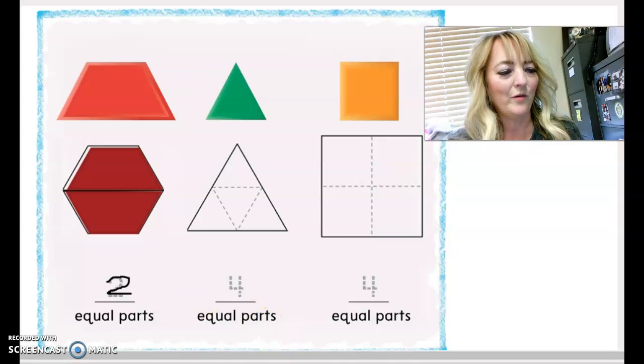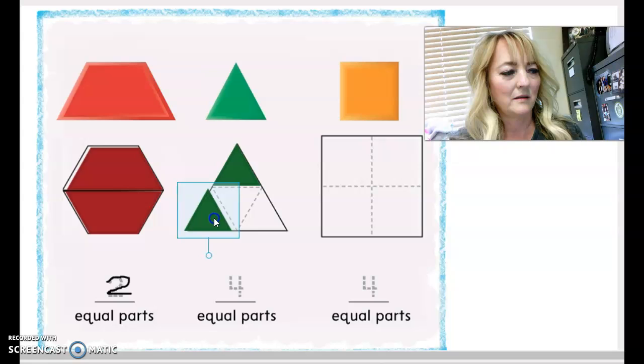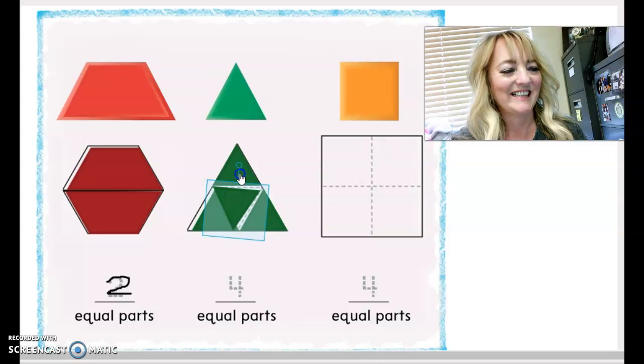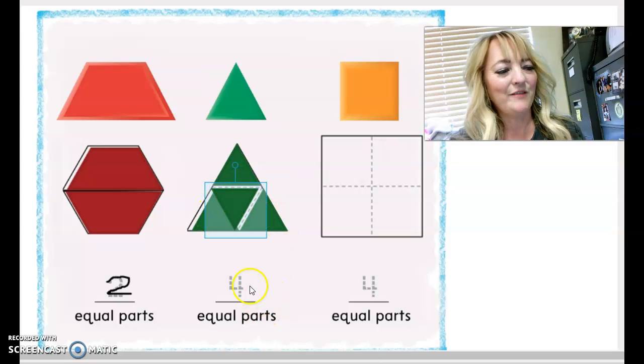Here you have 4 equal parts. So we'll use 4 triangles. And then we will invert this one. It's close. To show 1, 2, 3, 4, 4 equal parts. So go ahead and trace out that 4.